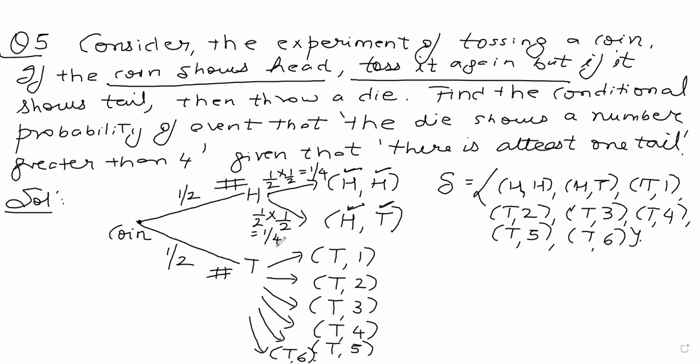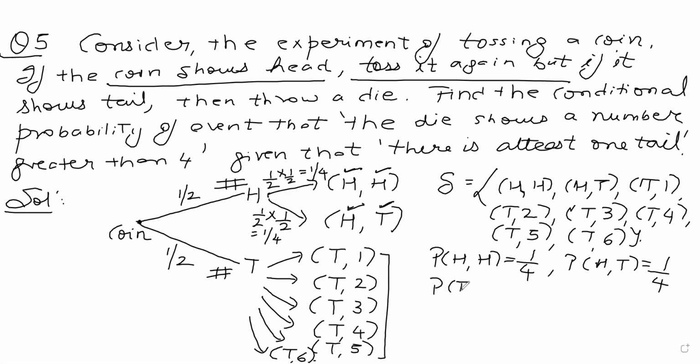So I can say probability of getting a head is 1/4. Probability of getting a head tail is also 1/4. Now let's calculate the probabilities of these. What is the probability of getting tail and 1? Probability of getting a tail is half, and means, always remember, and means multiply.